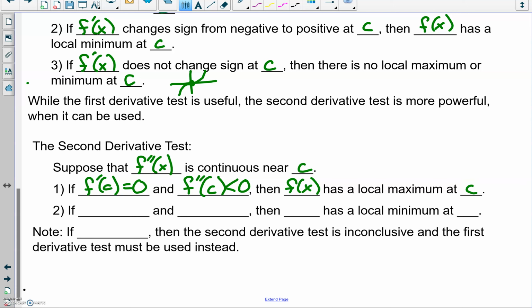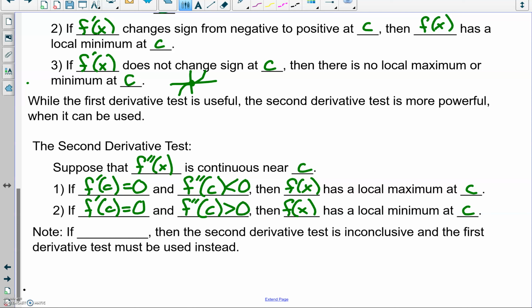If it's concave down, that means you went up to the max and then down on the other side to get that concave down shape. So you got a local max there. And then similarly, if f prime of c is equal to 0, so you have that critical point there, and f double prime of c is greater than 0, so now it's concave up, the cup is opening up, then f of x is going to have a local minimum at c.